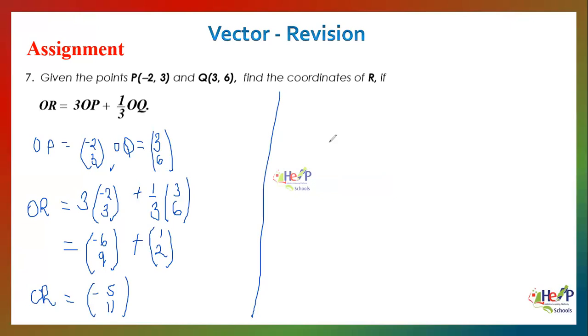So let's continue. Kenneth, I think it has no problem. How do we get then the coordinates of R? I just write the position vector horizontally. I say R is equal to (-5, 11). Yes, correct. Those will be the coordinates of R.